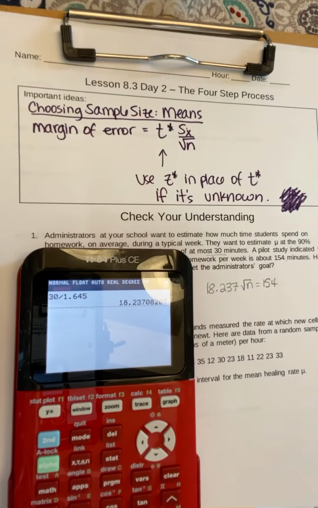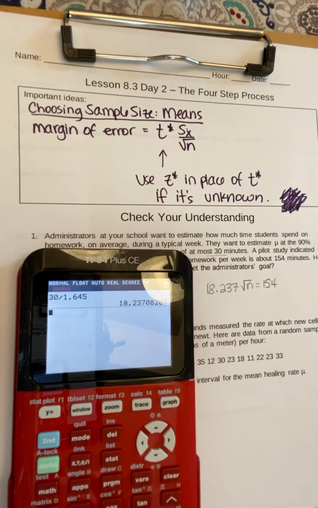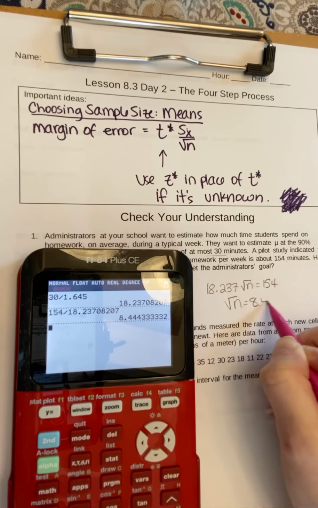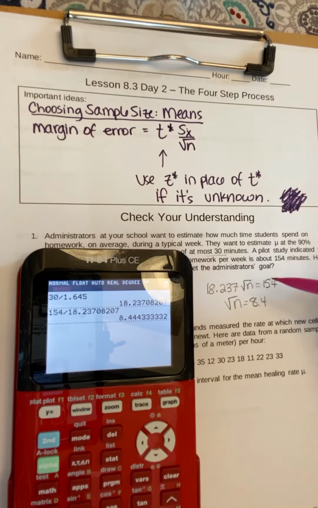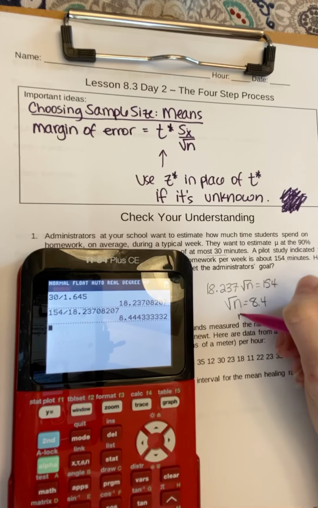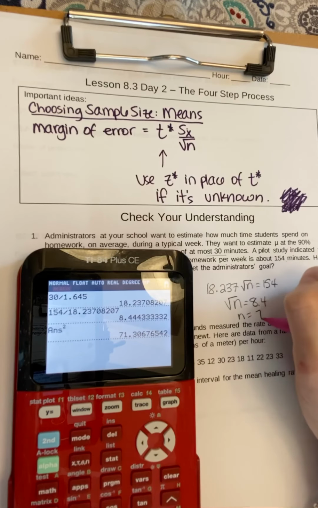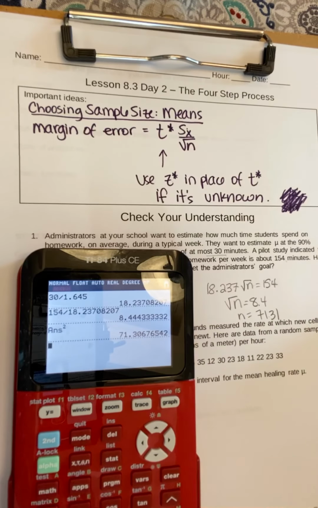So then I hope you can see that to get n by itself, we're going to take 154 and divide it by this 18.237 number. So 154 divided by, copy and paste that over, and I get the square root of n equals 8.4. And then from Math 2, you know to undo a square root, we square. So I'm going to square 8.4, and I'm going to get 71.31, which remember, we always round up. So this is going to be 72 students.